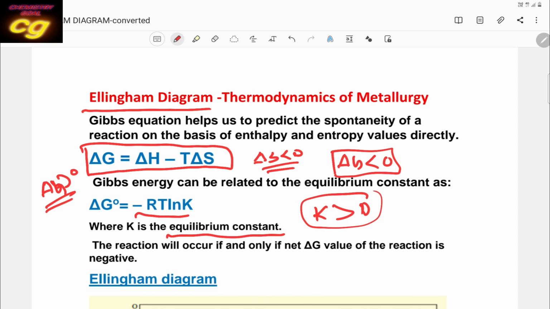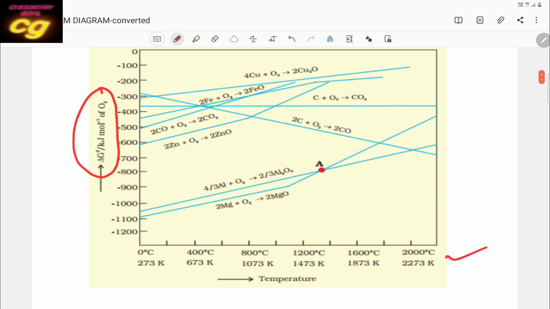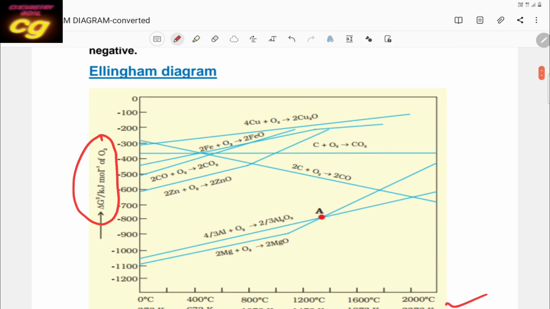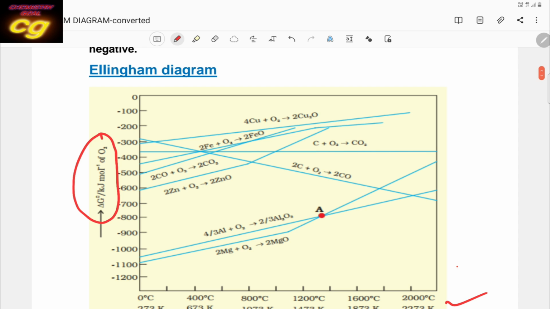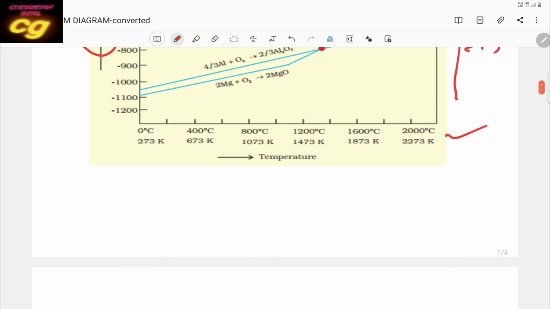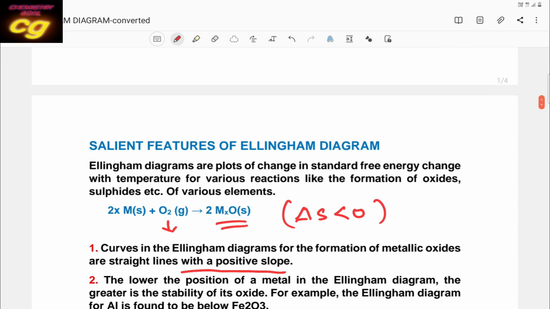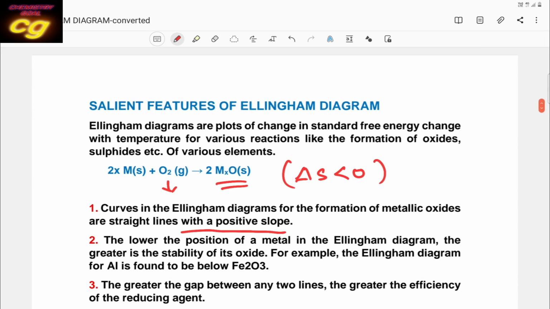So this graph indicates a positive slope, a straight line, and positive slope means the ΔG value increases with increasing temperature. That's why it is a positive slope. So this is the first feature of the graph: with increasing temperature, the graph becomes a straight line and has a positive slope.